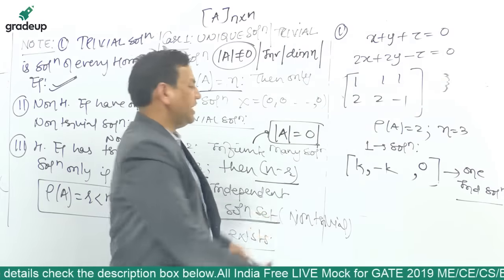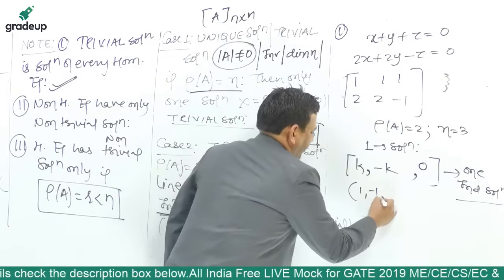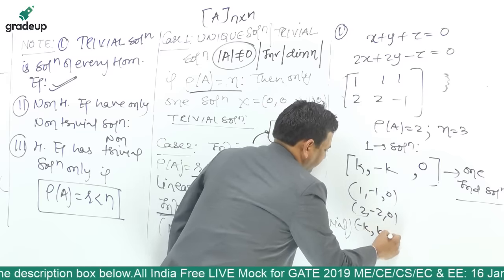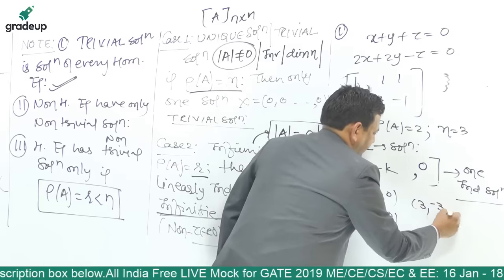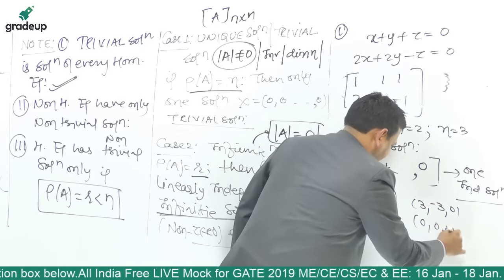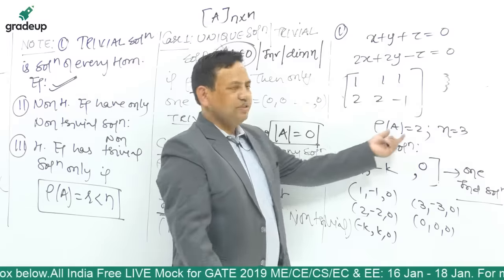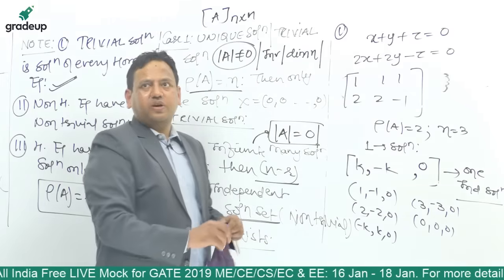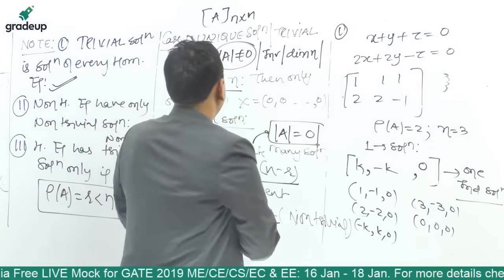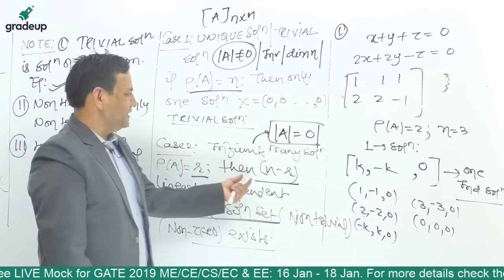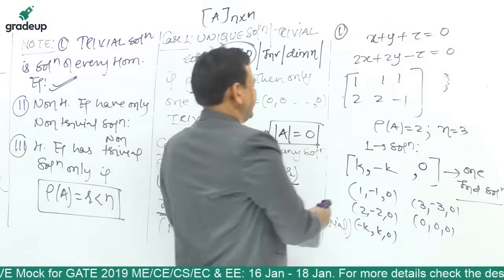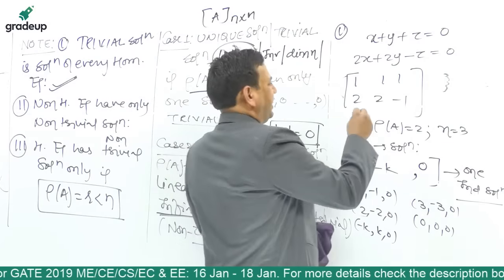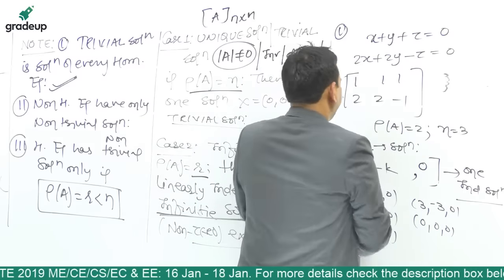How many solutions can I write? Infinite. I can say (1, -1, 0), (2, -2, 0), (k, -k, 0), (3, -3, 0). I can write (0, 0, 0) also because it is in the same form again. So there is only one independent solution. I hope you can understand this one. Let's see another case. First I have taken this one, so I am saying one independent solution.